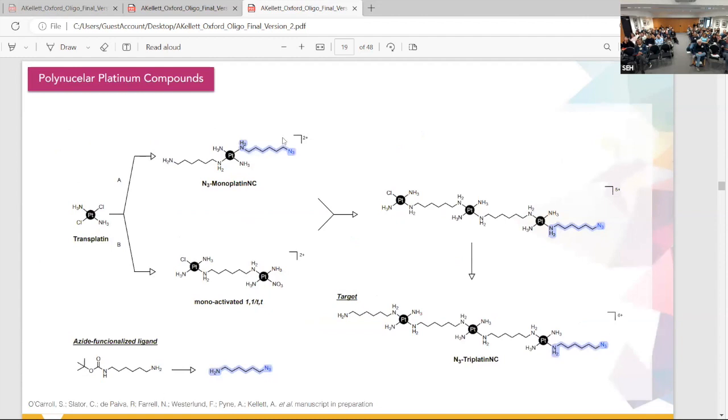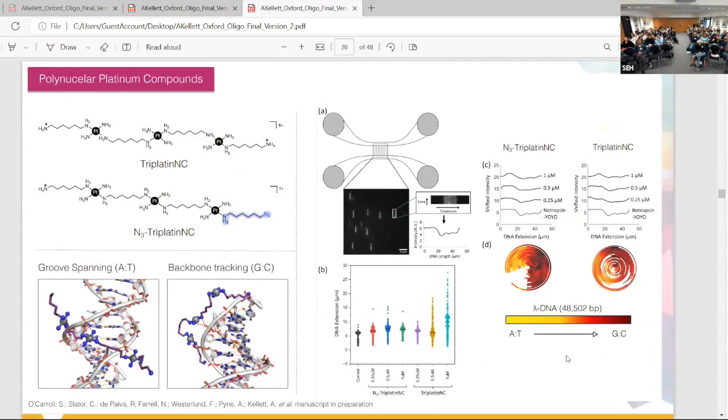So work from Sinead O'Carroll has developed the synthetic route, which is very challenging. This is the structure of the asymmetric triplatinum C. It turns out that they behave very similarly in terms of their DNA binding activities, with one crucial difference. The interaction along a single strand, this backbone tracking, is dependent on having this amine group here, which can interact with the phosphate backbone, and removing that pushes the molecule toward having a preference for AT-rich sequences. So we're modifying it so that it interacts with AT-rich regions.